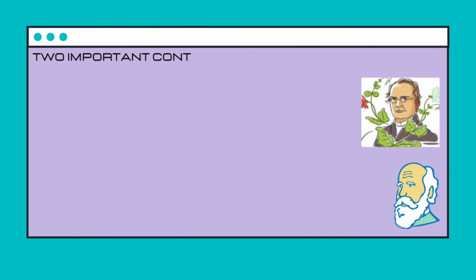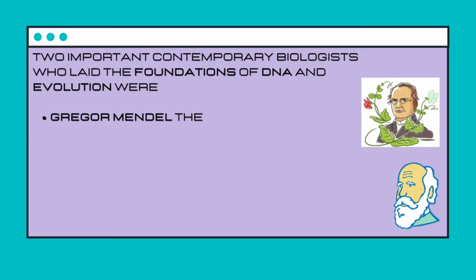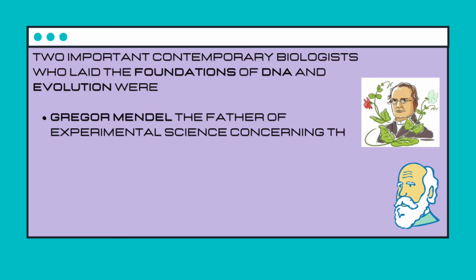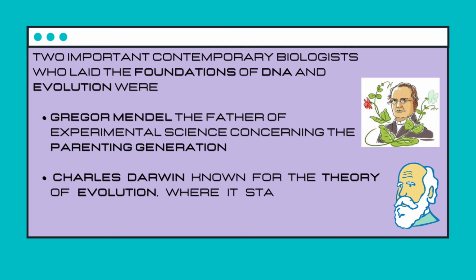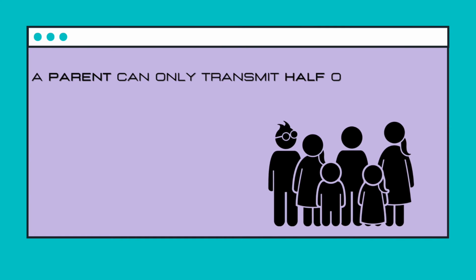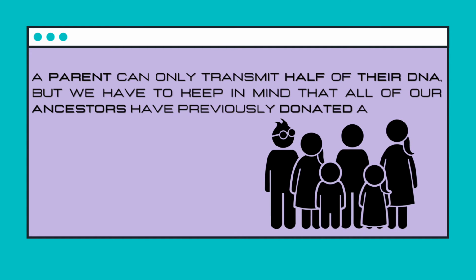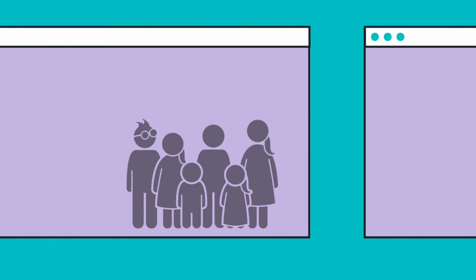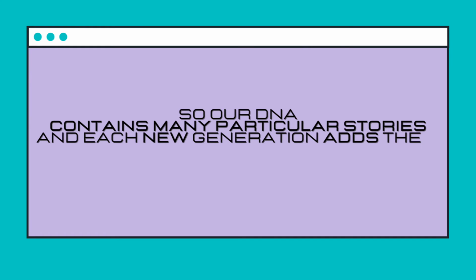Two important contemporary biologists who laid the foundation of DNA and evolution were Gregor Mendel, father of experimental science concerning the parenting generation, and Charles Darwin, known for the theory of evolution, which states that all living species are connected through the process of halving. A parent can only transmit half of their DNA, but we have to keep in mind that all of our ancestors have previously donated a piece of their DNA. So our DNA contains many particular stories, and each new generation adds their own participation.